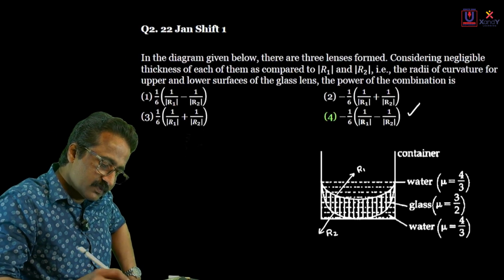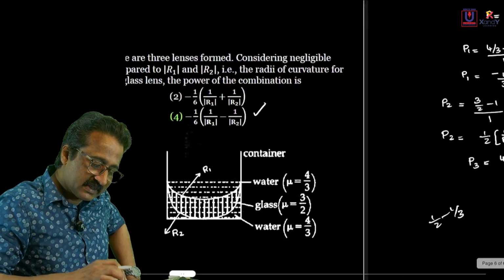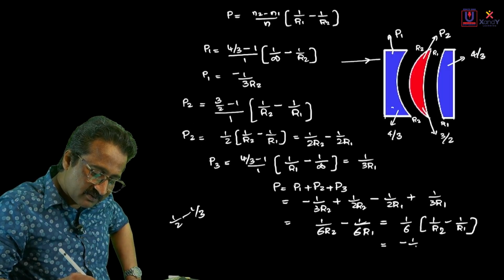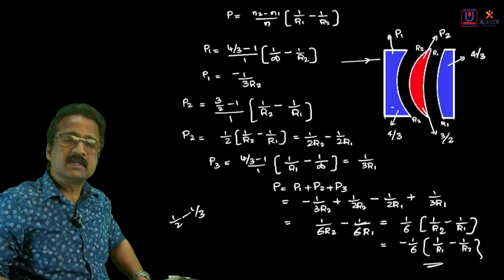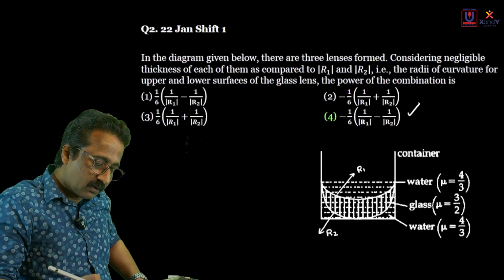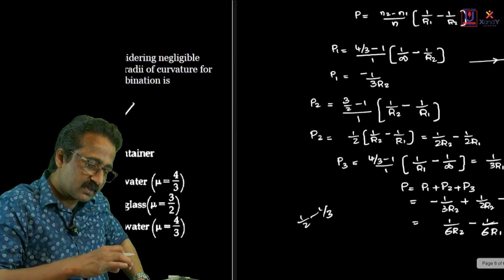Yes, you can go with this, because my answer has 1 by 6 into 1 by R2 minus 1 by R1. But in the answer, they have reversed it. No issues. I can just add a negative sign and reverse this: minus 1 by 6 into 1 by R1 minus 1 by R2. That is also equally correct. So this is the total power of the given combination. That's how the option becomes 4. That was question number 2.